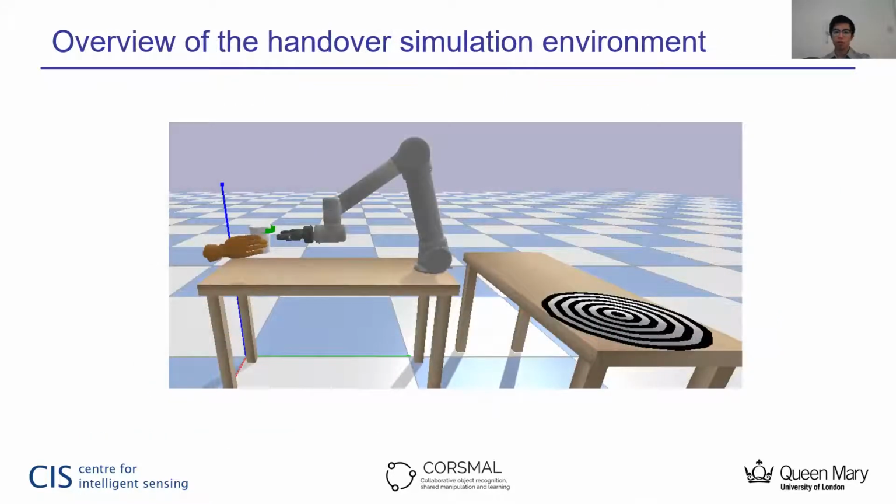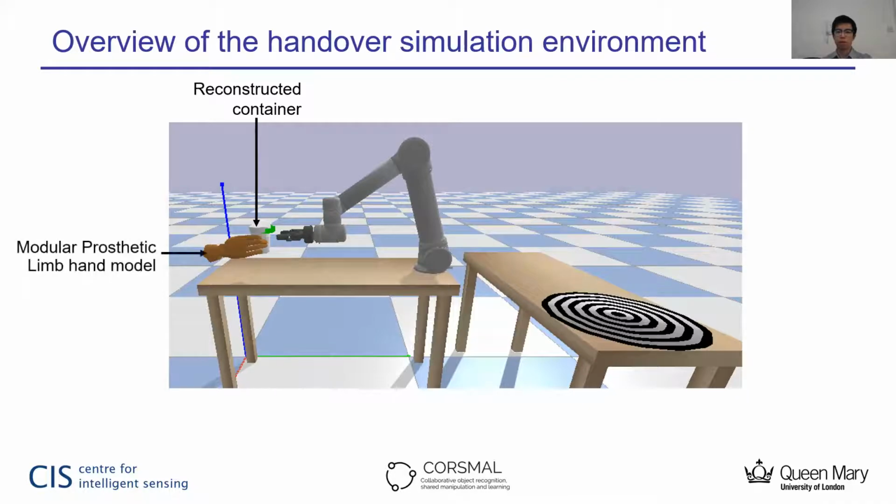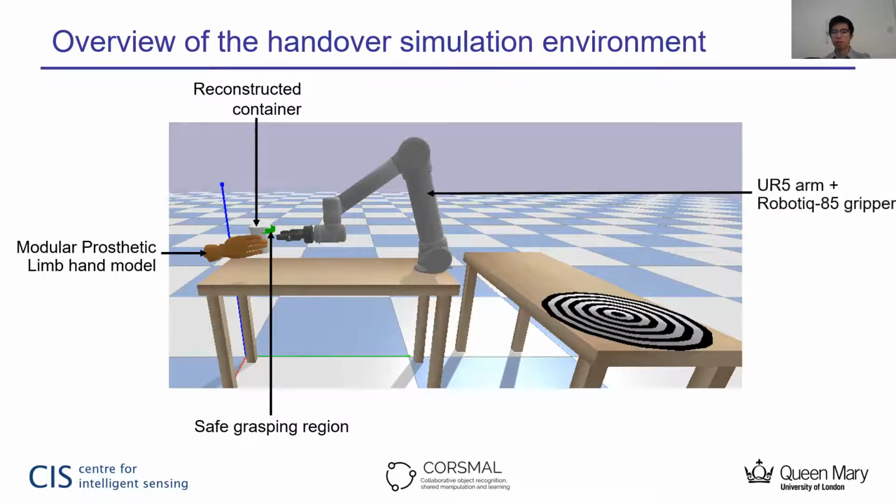Here is an overview of the simulation environment. We have the reconstructed container head model representing each individual container. We represent the human hand using the modular prosthetic limb hand model. The safe grasping region is estimated and highlighted by a green mask on the container model, and our setup uses a UR5 arm and a Robotiq 85 gripper to perform the handover. However, other models can be used. Finally, we have the target delivery area behind the robot on a separate table.